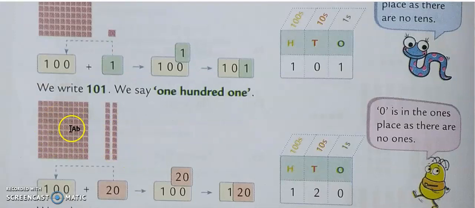Second example, that is 100, 10 strips are here, plus 2 strips are there, means 20. So here we will write 100 and 20 in place of ones and tens. So we will write like this, 1, 2, 0. And here we can see 0 at ones place, 2 at tens place because 20 is here, so 2 tens are there. That's why we have written 2 tens and 100. 0 is in the ones place as there are no ones.